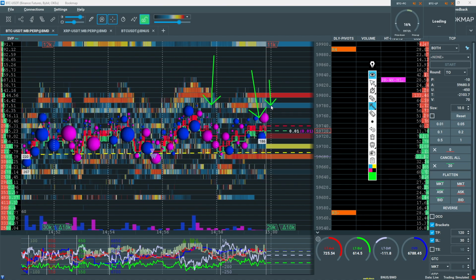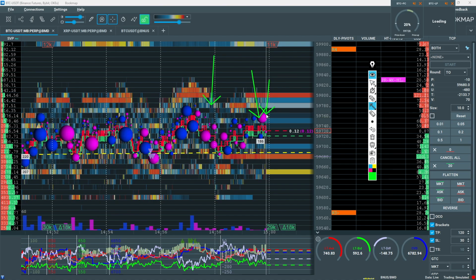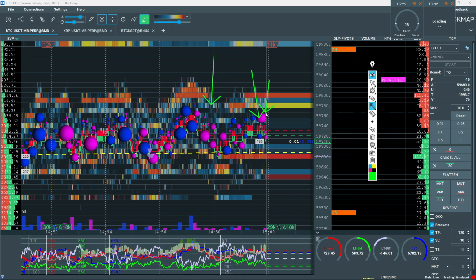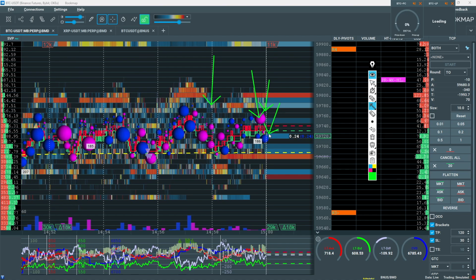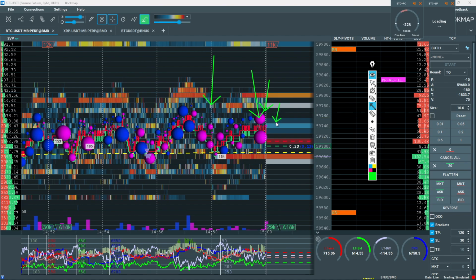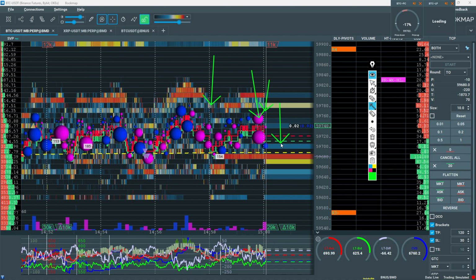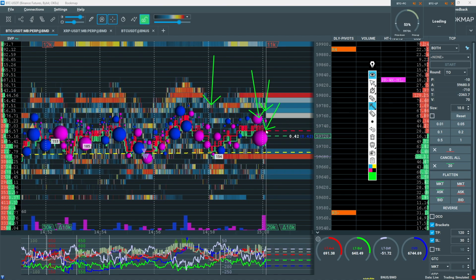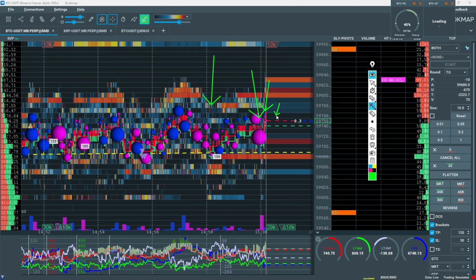Kinda like that price action right there. We popped up and it turned into sellers. I like that right there. Let's see if we could get some follow through to the downside. Yeah, it's looking good. Alright, looking like we're sizing up for a breakdown.